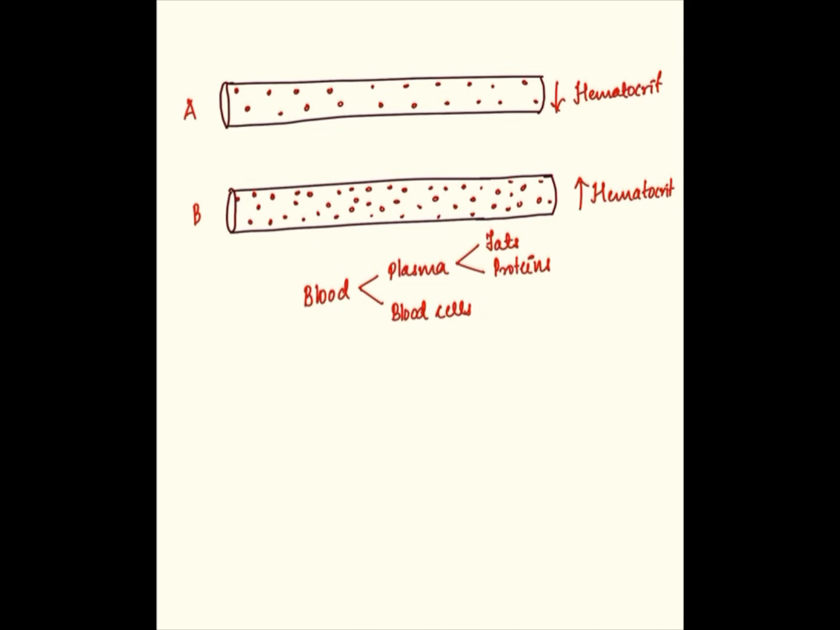We know that blood is composed of plasma and blood cells, and plasma has a number of fats and proteins. Now we have two arteries, A and B, which have the same length and the same radius. The number of RBCs in artery A is lower, which is called a lower hematocrit value, and the number of RBCs in artery B is higher, which is called a higher hematocrit value. As the number of RBCs is higher, it generates more resistance to the blood flow, and therefore blood flow is inversely proportional to the viscosity of the blood.